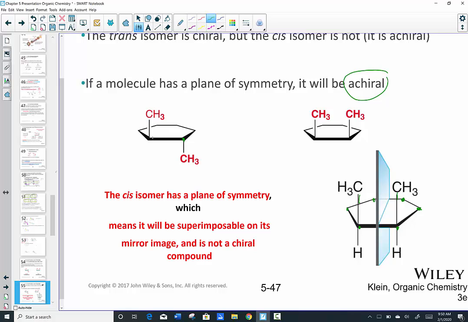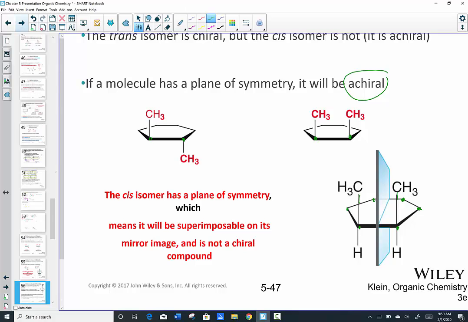There are two chiral centers, but the molecule is achiral because within its own structure there is a plane of symmetry, making the molecule superimposable with its mirror image. And that breaks the rule about being a chiral compound. It has to have an enantiomer, a non-superimposable mirror image. So even though the cis configuration contains two chiral centers, the molecule itself is said to be achiral.